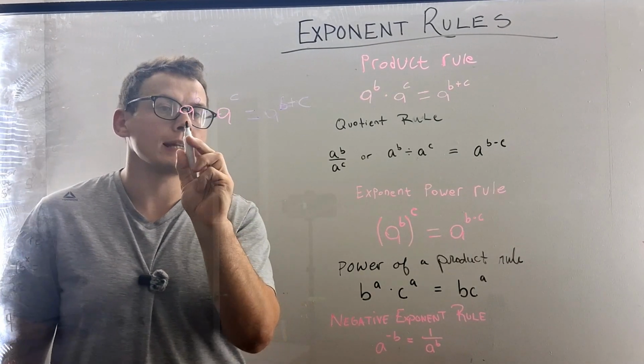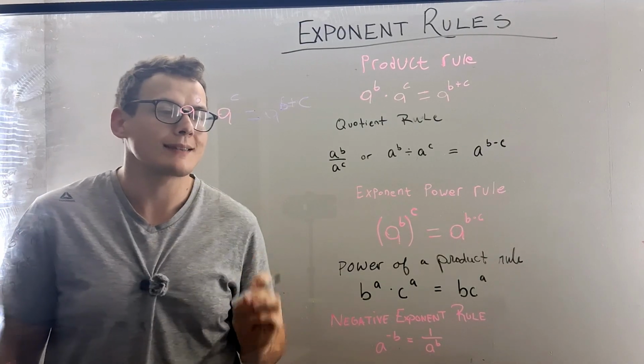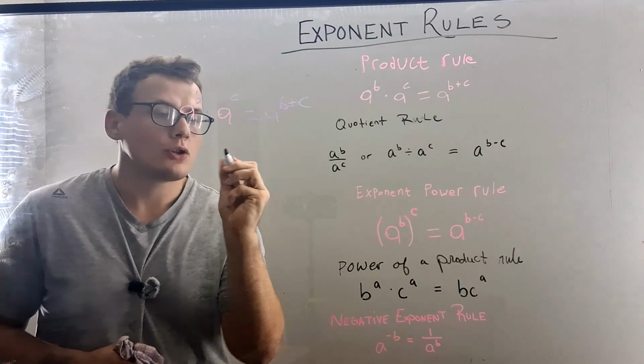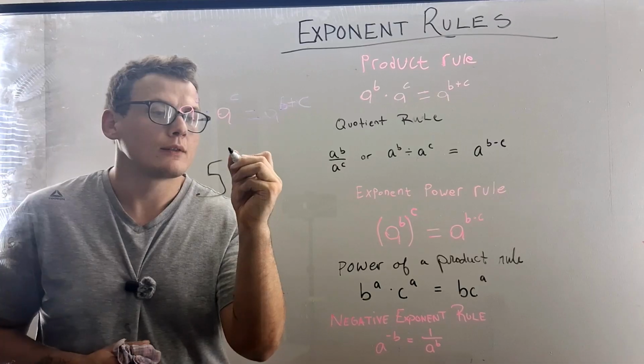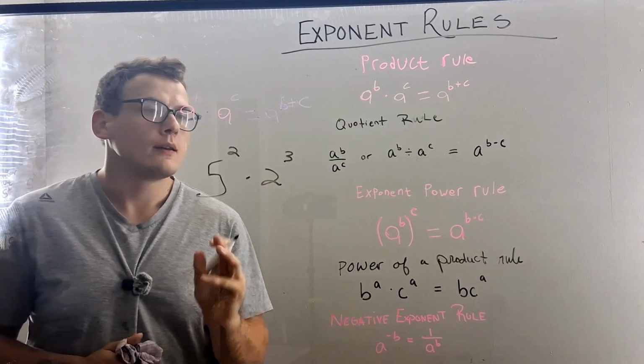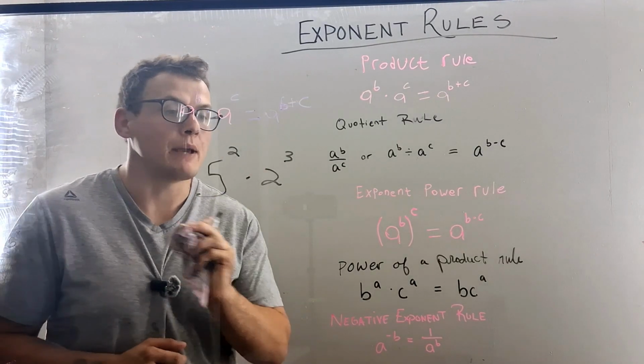Quick note, you see that it's A to the B times A to the C. What that A represents is that it has to be the same base. We can't do, say, 5 to the second times 2 to the third and expect this product rule to work in this example because they have different bases.